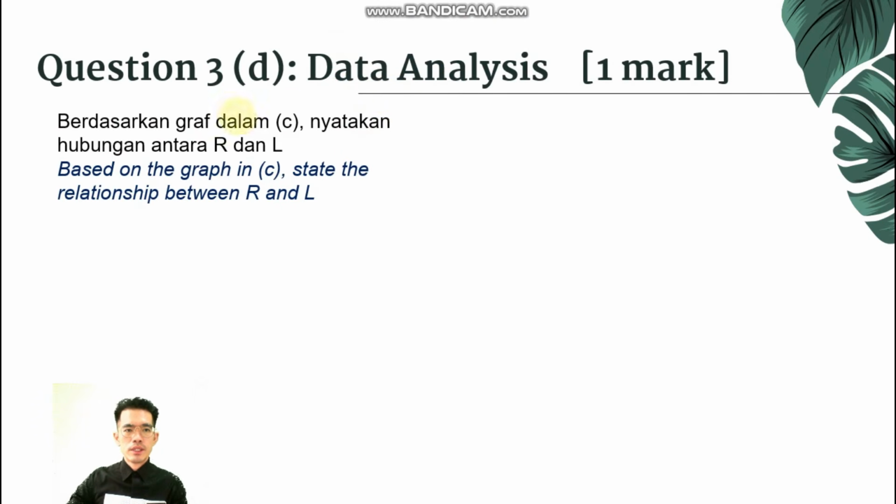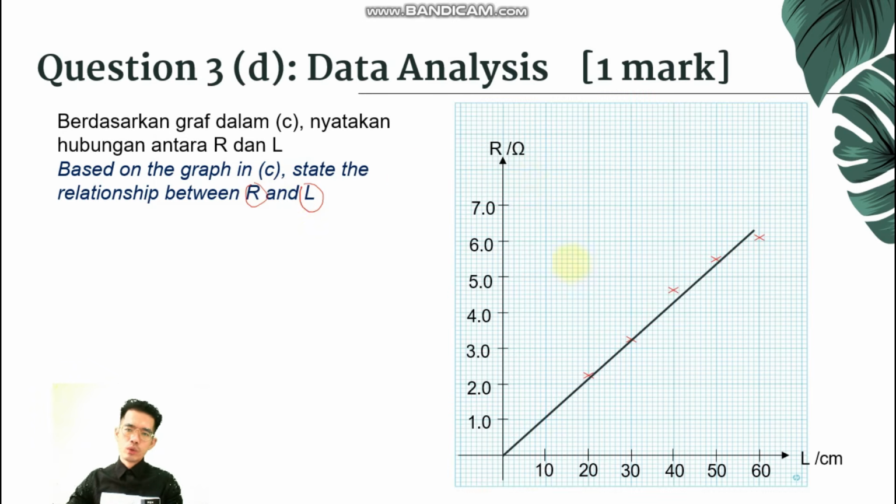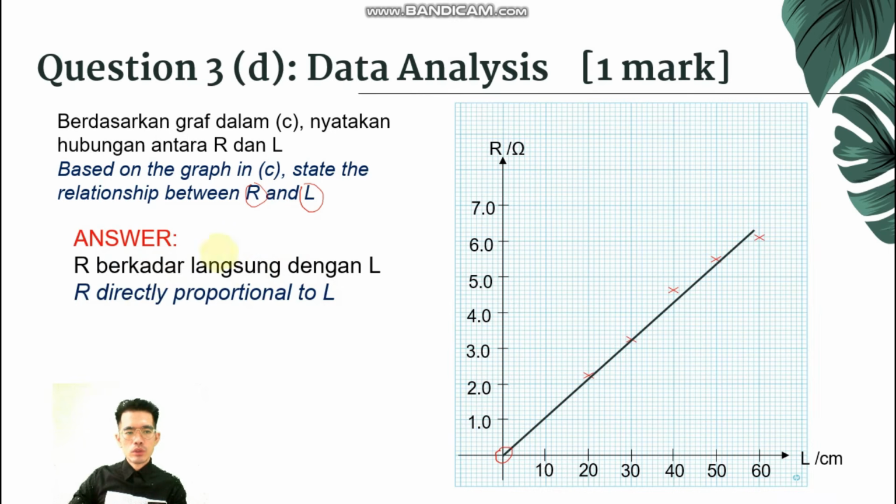Okay, so here is question 3D, regarding the data analysis, and 1 mark is provided. Let us read the question together. Based on the graph in C, state the relationship between R and L. R refers to resistance, L refers to length of the wire. You can look at the figure here. This is a straight line passing through the origin, so that means the relationship will be directly proportional. So R is directly proportional to L. We have to state this and you will get 1 mark.